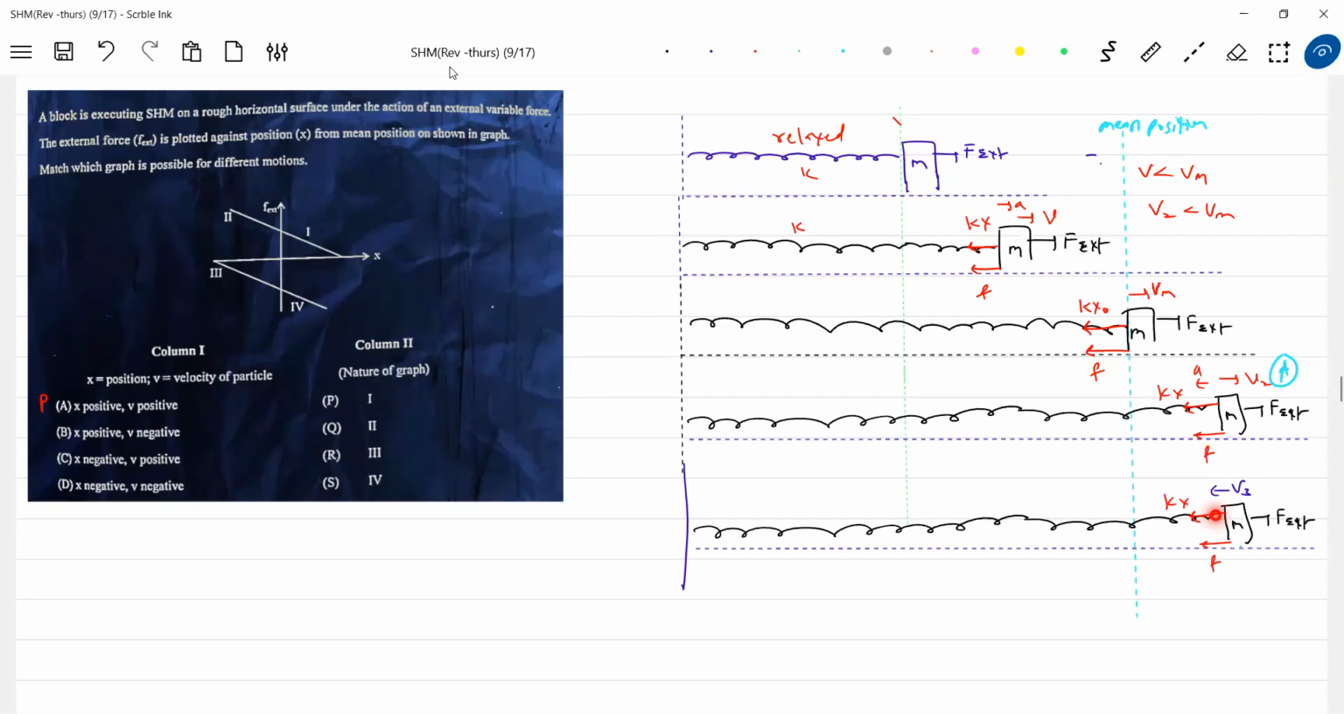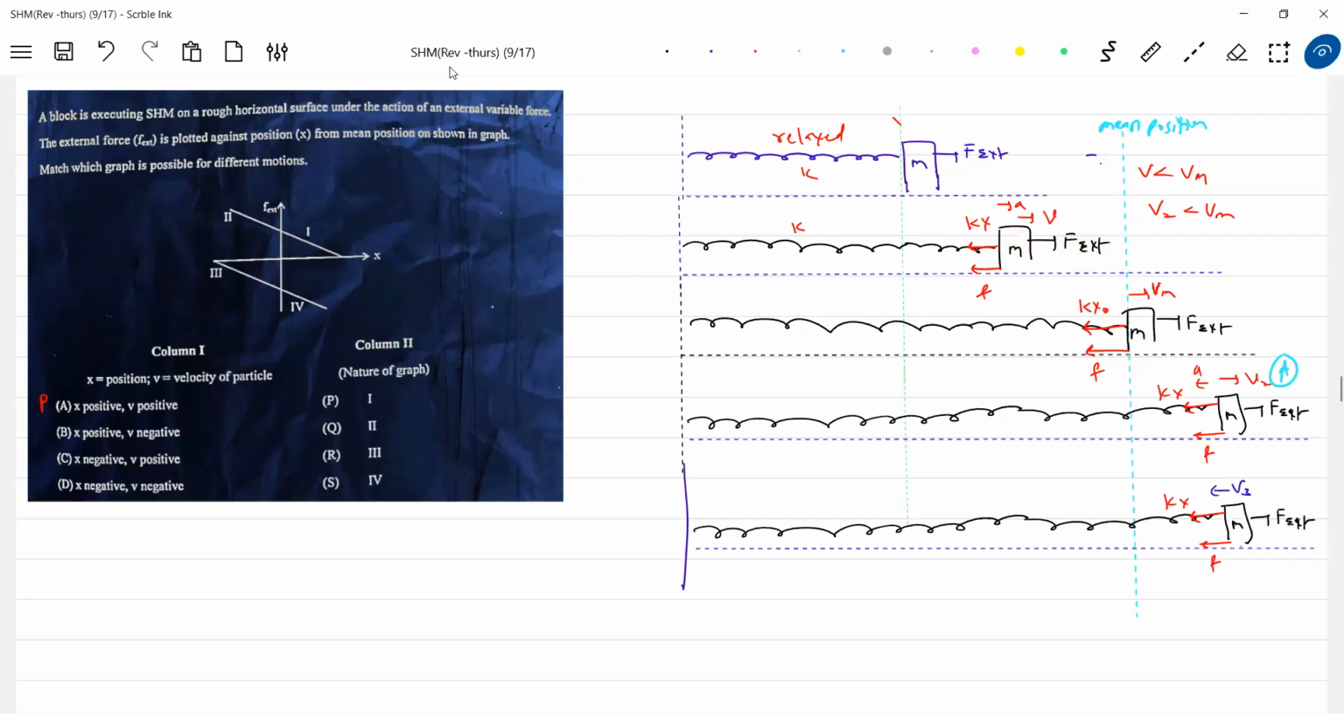Mean position, will sir take Vm in the other direction, friction in the other direction, and external in the other direction. That time we'll get it, sir. This one, huh? Yes, sir. The last diagram, why can't we take it? No, actually, the mean position is what I'm defining.